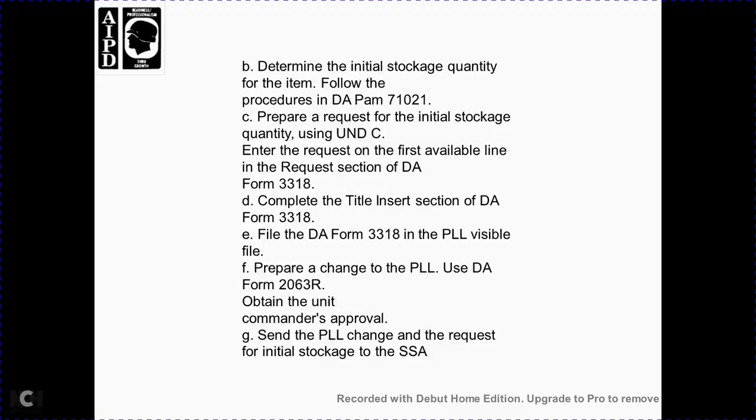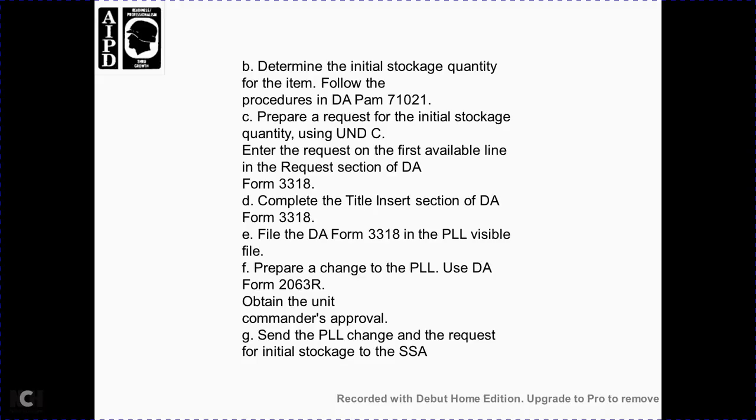Determine the initial stock quantity of the item for the DA Form 71021. Prepare the request for the initial stock quantity of the UND C and request the first available line with the request section of the DA Form 3318. Complete the title insert of the stock record, DA Form 3318, and file it in the prescribed load list visible file.